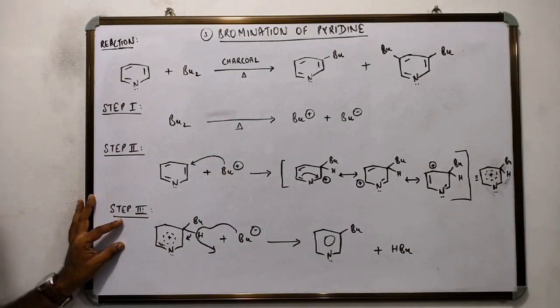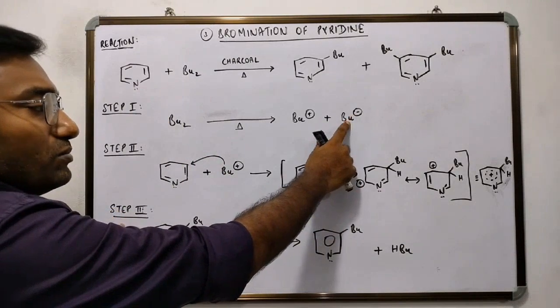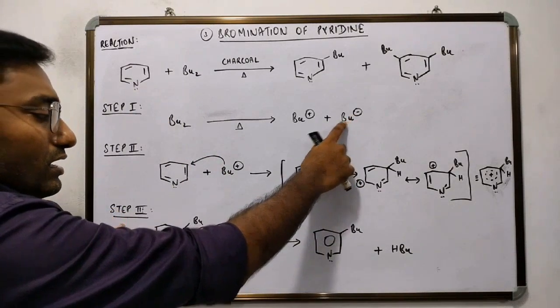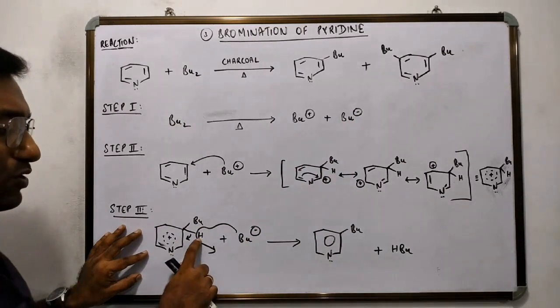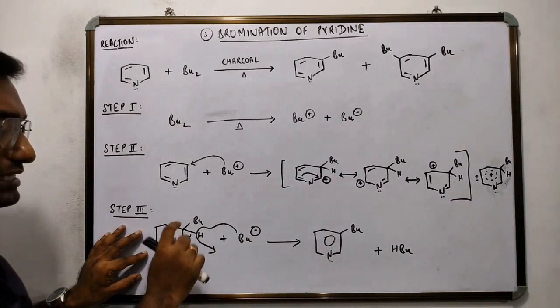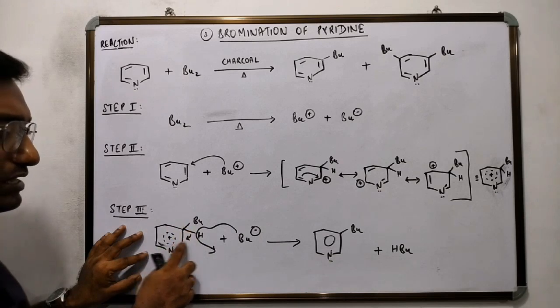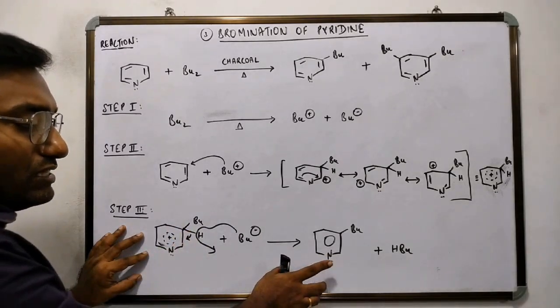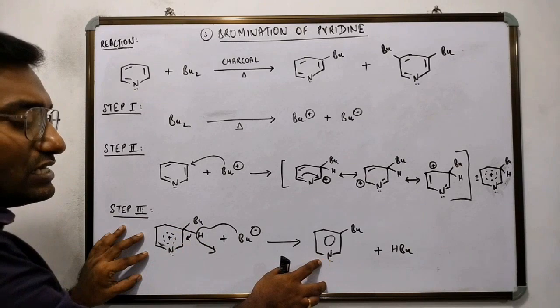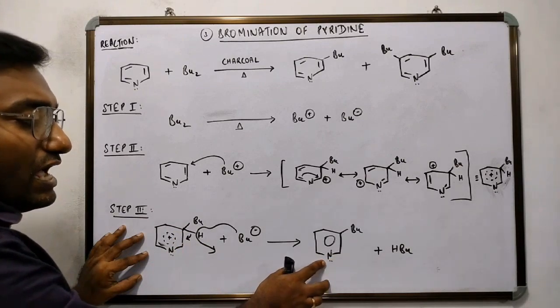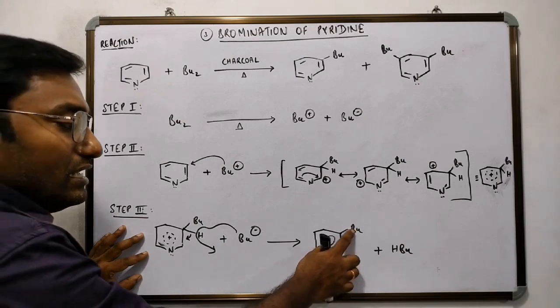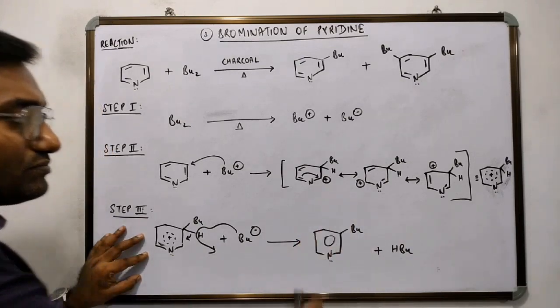In step number 3, the Lewis base that is formed in step number 1 now knocks out a proton from the 3rd position. Simultaneously, the pair of electrons that the pyridine shared with that proton is pulled in, thus restoring the neutrality as well as resonance of the pyridine ring and forming the product 3-bromopyridine.